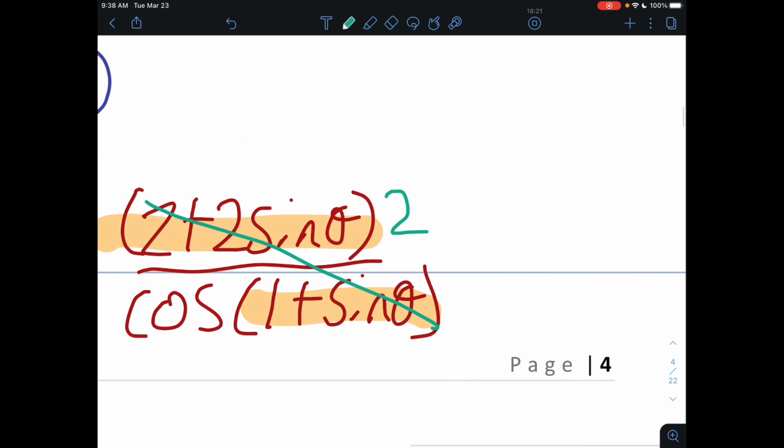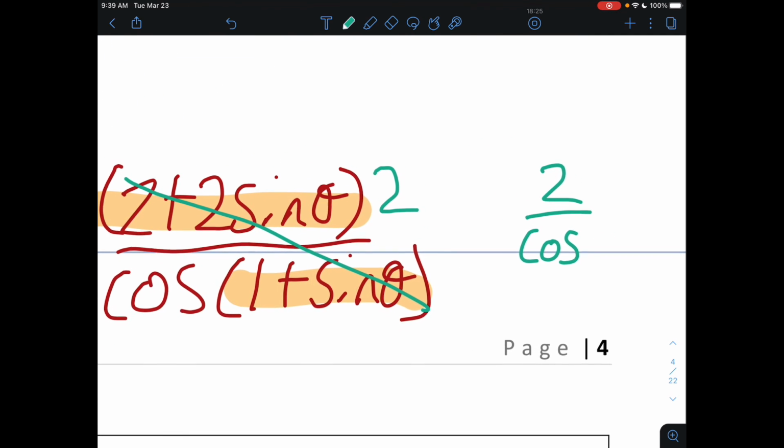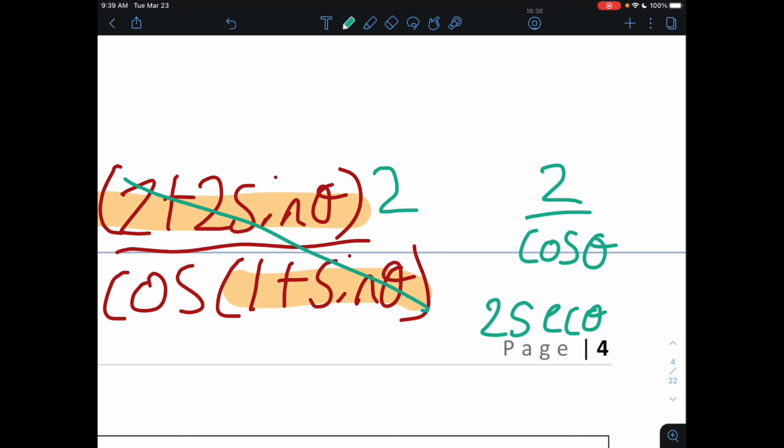So we are left with 2 over cosine. So the very last part about this that we would want to do is we would want to write our final answer as 2 secant. And that is your final answer.